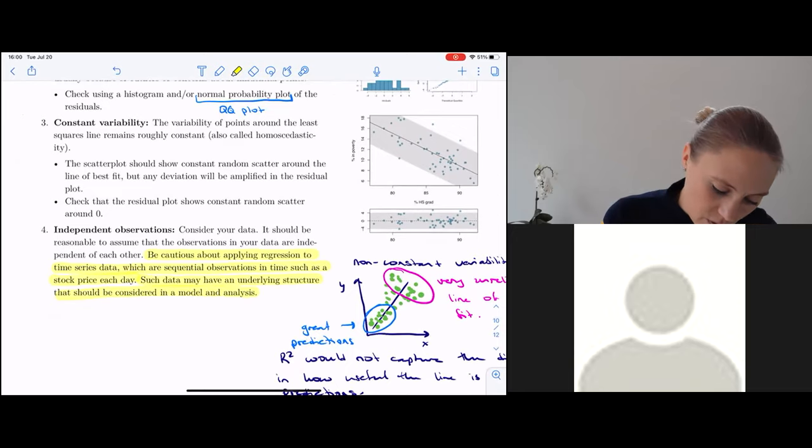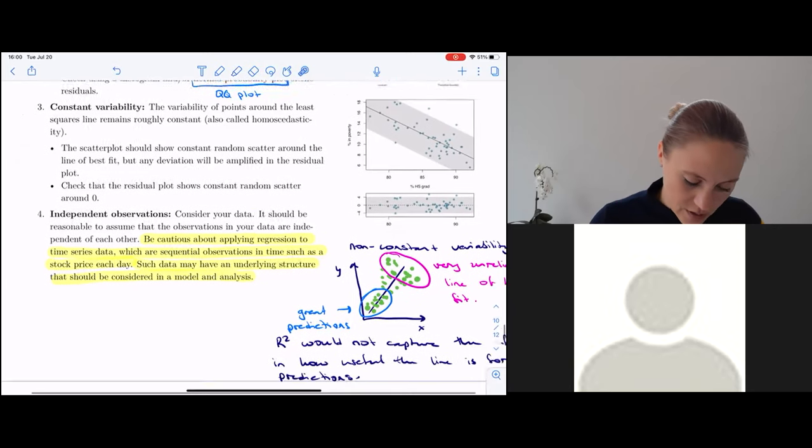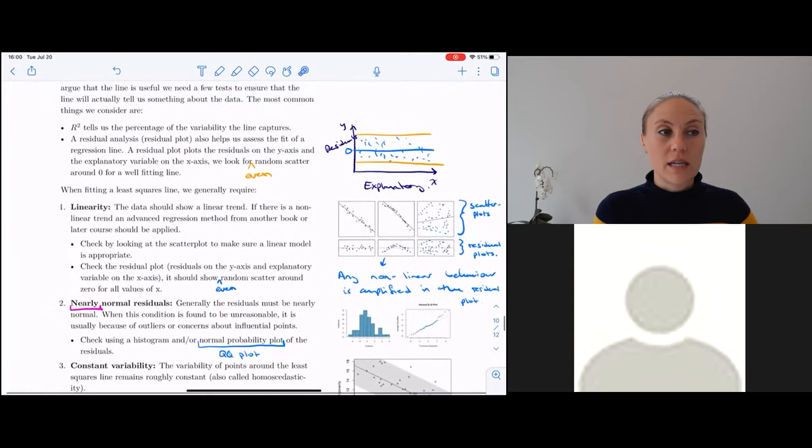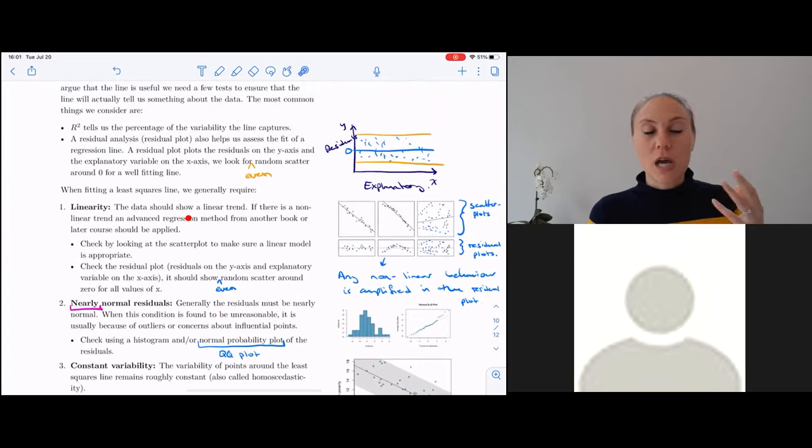Okay, so great. Those are the four conditions that we need to check if we're making a least squares regression line. What's tricky is that we have to do it after we fit the line. We fit the line, take our first stab at it, and then check how well it fits the data. If it doesn't fit the data well, then we go and try something else. But we have to have the line before we can check how well it fits.